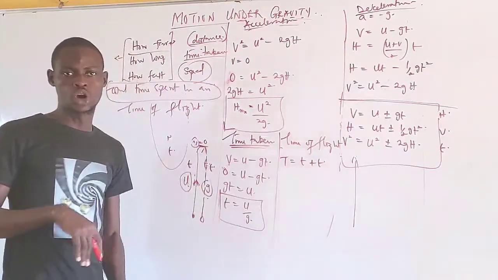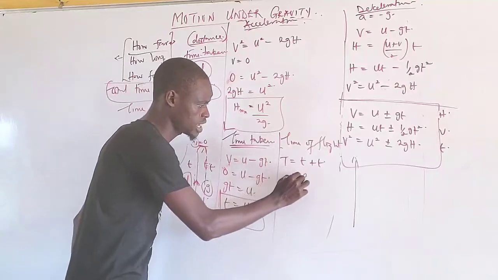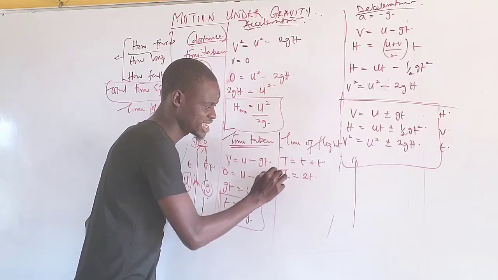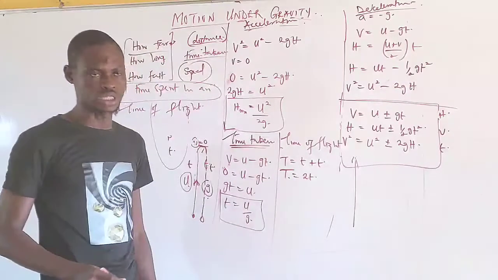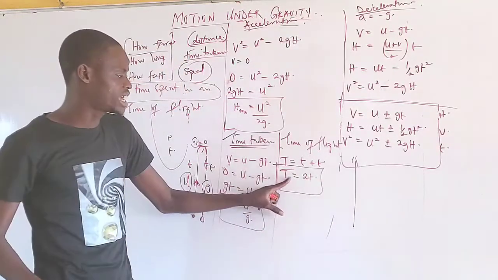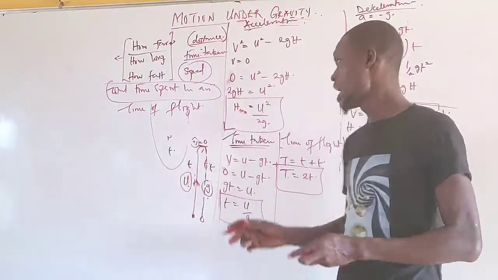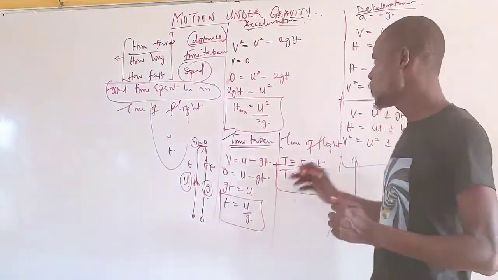The time you take the body to go up and the time you take the body to come down, then I'll be having this as 2t. That is my time of flight. T is equal to 2t. So that means the time of flight will be equal to twice the time taken for the body to get to the maximum height. With this, hope you understand this.